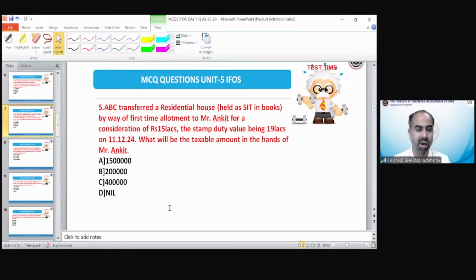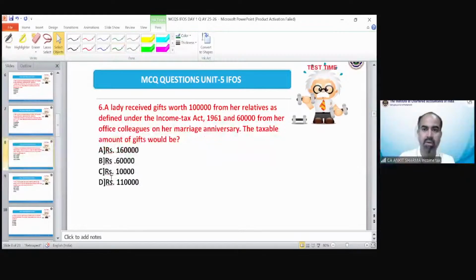ABC transferred a residential house held as stock in trade in books by way of first time allotment to Mr. Ankit for a consideration of 15 lakh. The stamp duty value was 19 lakh in this case. So it's again very simple because the stamp duty value is exceeding, and if it is exceeding by 50,000 or 10% of consideration, then the difference is going to be your income from other source. So in this case, that would be 4 lakh rupees. Next.